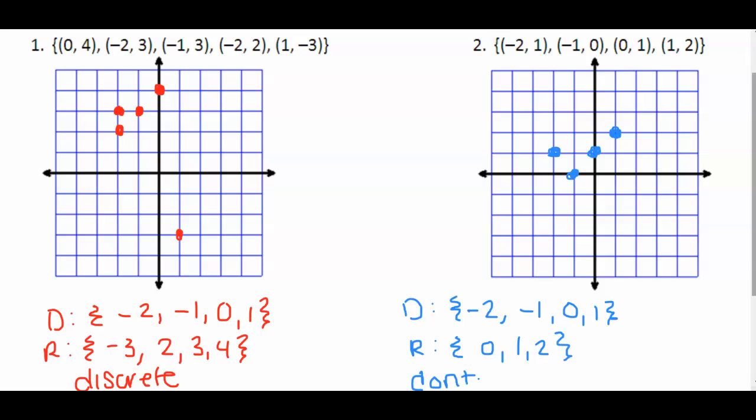This is a continuous relation because if I look at those points, I can connect them to form a nice smooth graph. And that graph that they connect to form is a representation of an absolute value. So as we progress through this here, that is a V-shaped graph. A V-shaped graph is an absolute value.